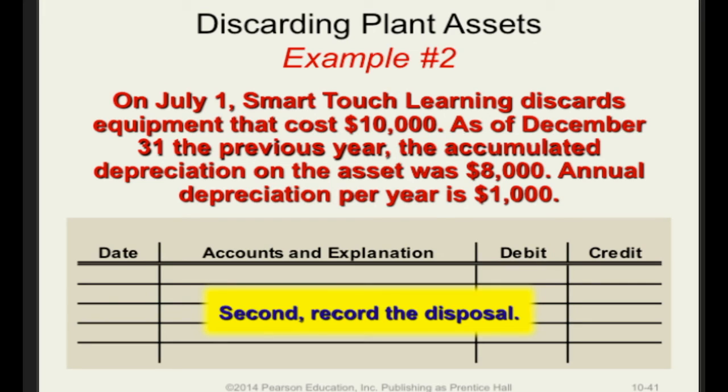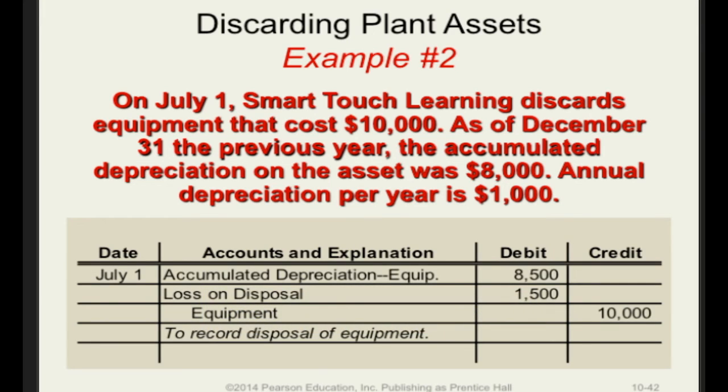Second, we need to record the disposal. The entry will require a debit to accumulated depreciation for $8,500 and a credit to equipment for $10,000. The difference of $1,500 is debited to loss on disposal.